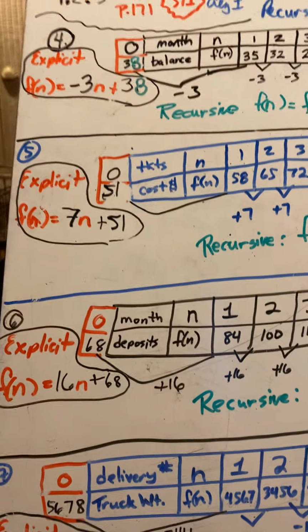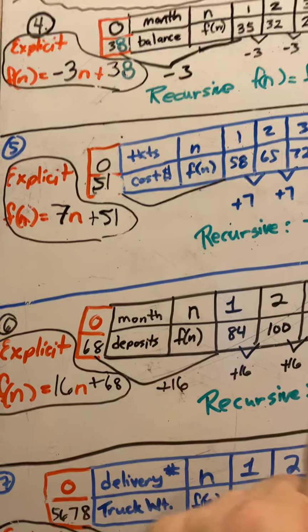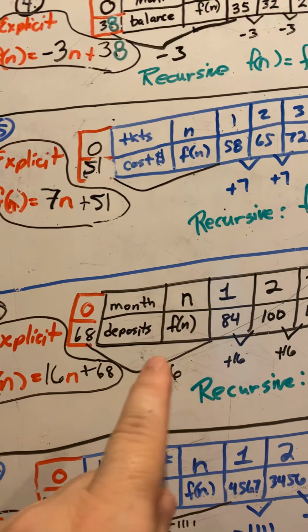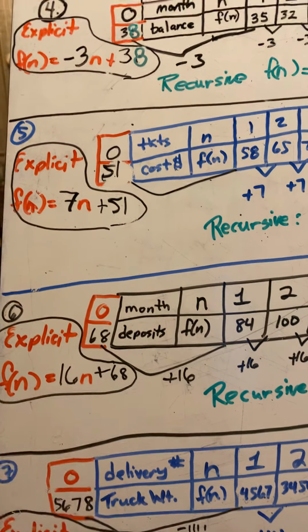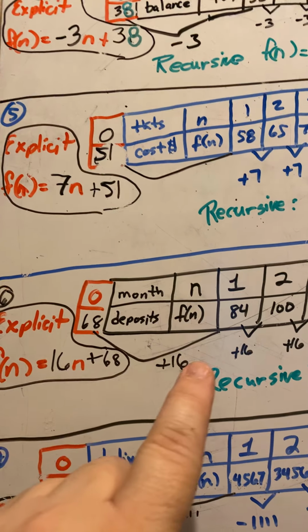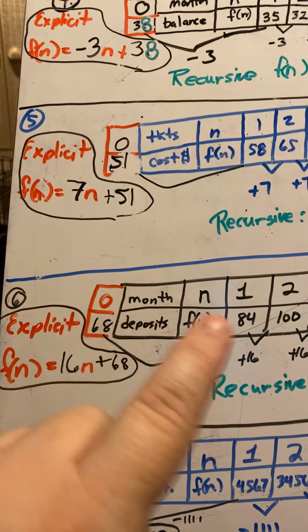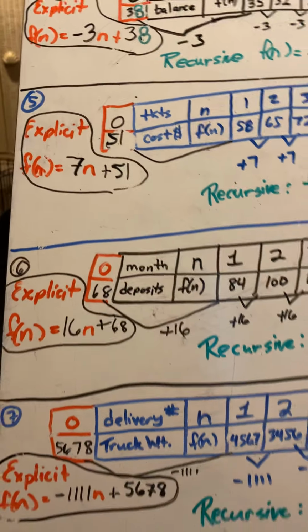Okay, the next one I did right. Number 6, I have 84. I'm adding 16 each time. So backwards, I would be subtracting the 16, which does in fact give me 68. So again, my slope is a common difference. That's where the 16 came from. The 68 would be my zero term in the sequence. And so the y-intercept is 68.